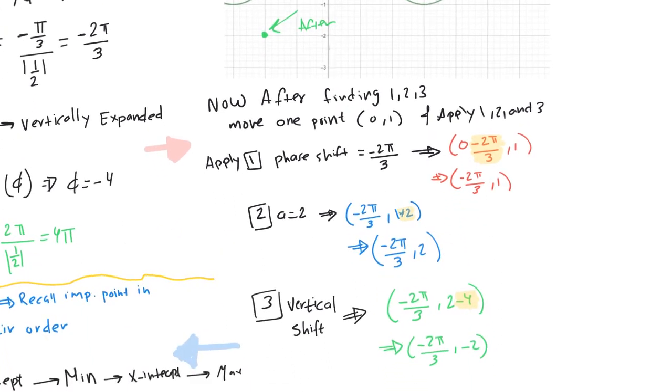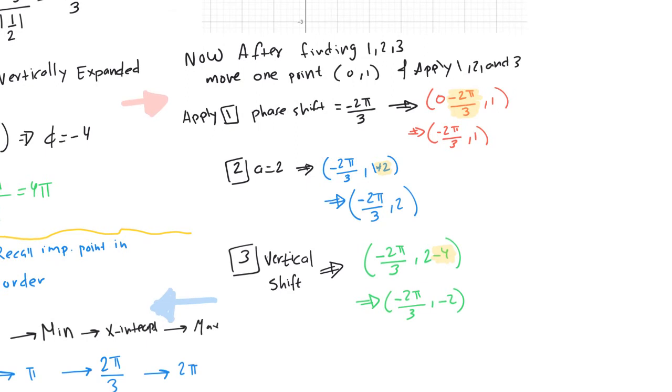Okay, now after choosing this point, I'm going to apply the phase shift, which will translate my function to the left by 2 pi over 3. Of course, I'm going to apply it only to the x because it's a horizontal translation. Then, after applying that, I'm going to apply the second step, which is the amplitude, which will multiply the y coordinate that I have by A, which is 2.